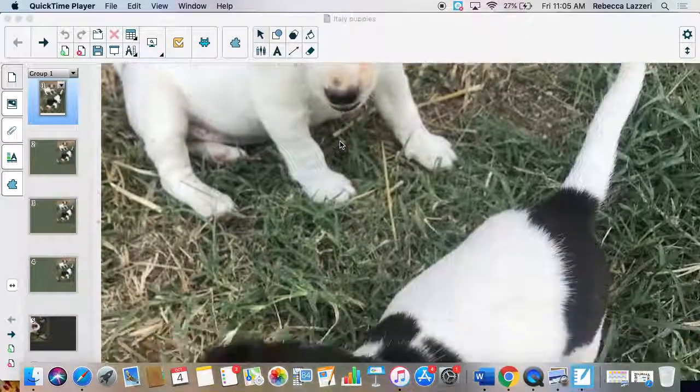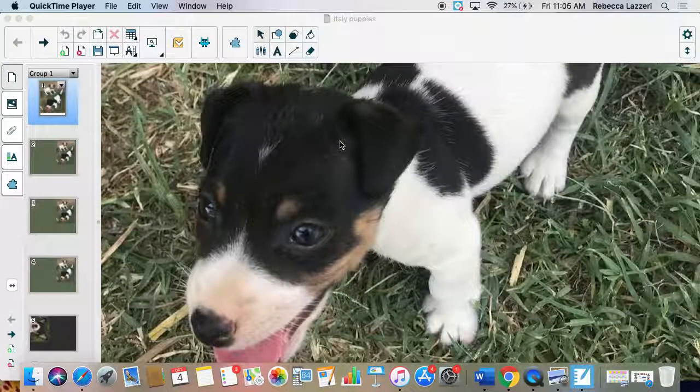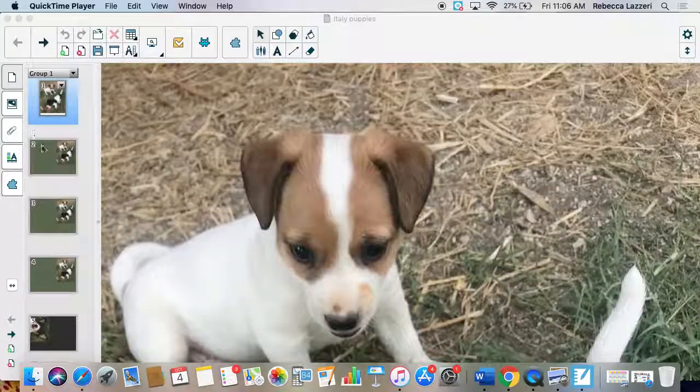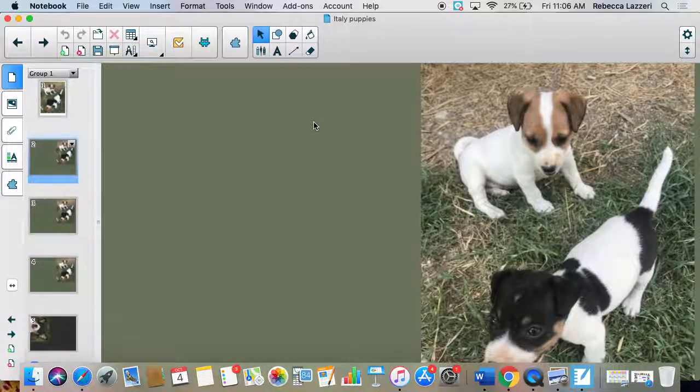Italy, she saw these little puppies. Okay, and they were so cute. I gave them their own slide, but now they are part of our slides. Okay, so little puppies from Italy.